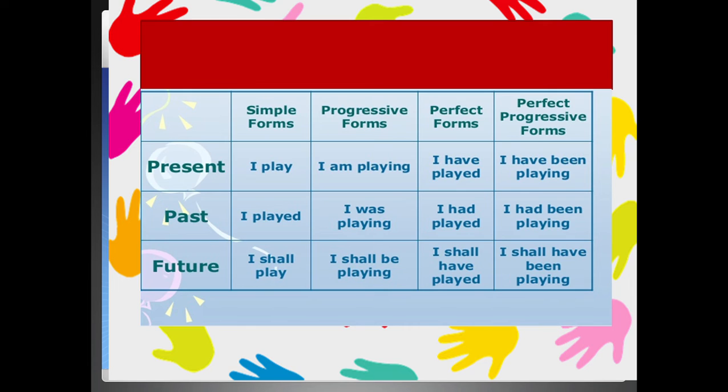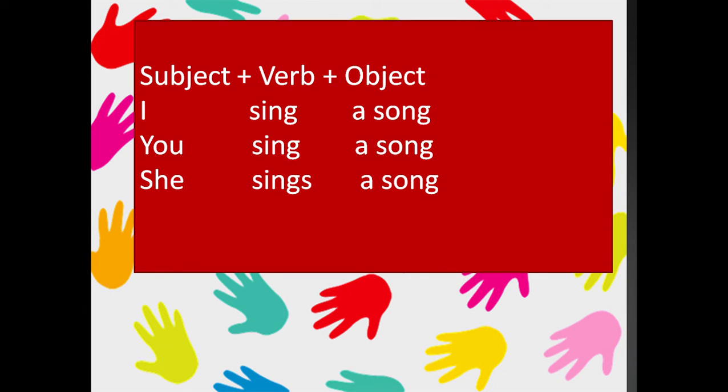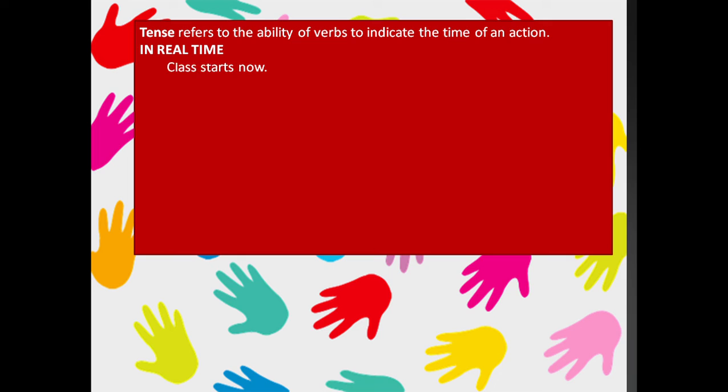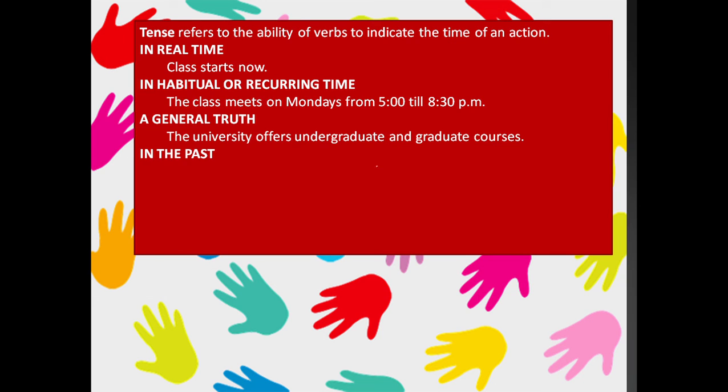Simple future, I shall play. Future progressive form, I shall be playing. Future perfect form, I shall have played. Future perfect progressive form, I shall have been playing. Tense refers to the ability of verbs to indicate the time of an action in real time. Some more examples.